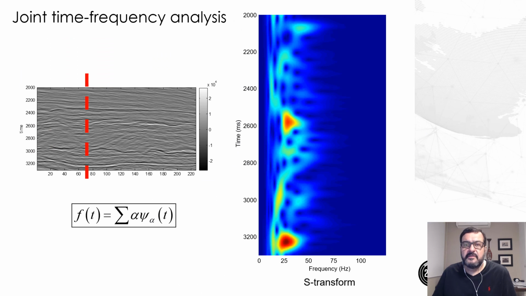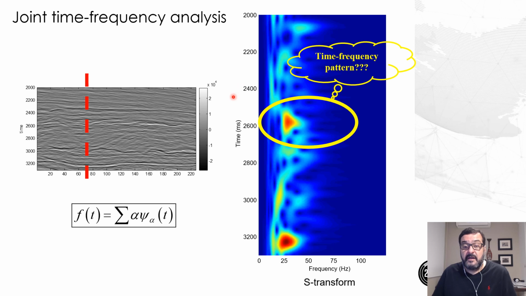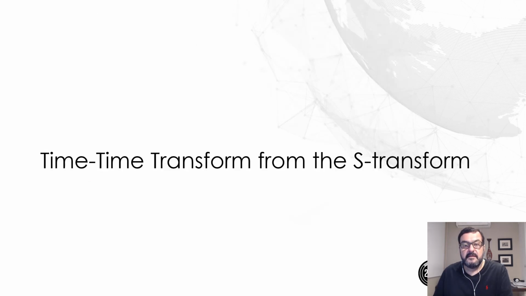Independent of the technique we use, the time-frequency decomposition shows us how the spectrum varies along the time or depth, and this creates time-frequency patterns that can be associated with important events, like the reservoir target area for this real trace time-frequency decomposition. Actually, we are going to show you how we can obtain the time-time representation from the S transform.